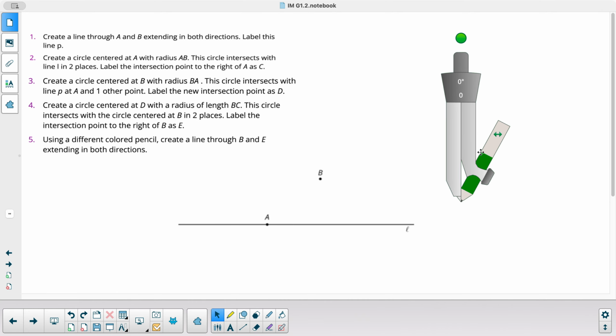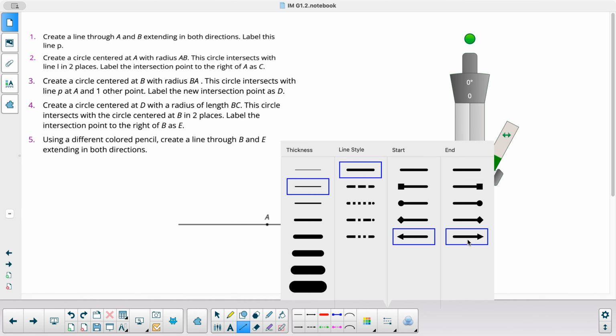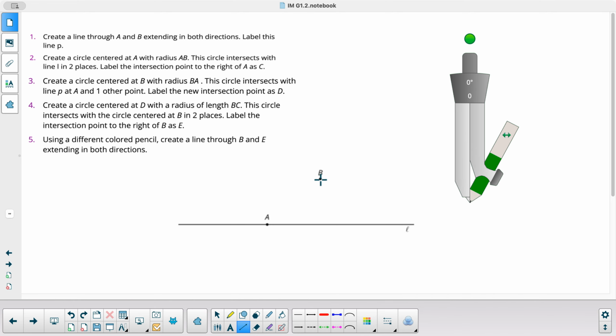All right, create a line through A and B extending in both directions. Okay, so here we go. I'm going to use arrows because it says a line.